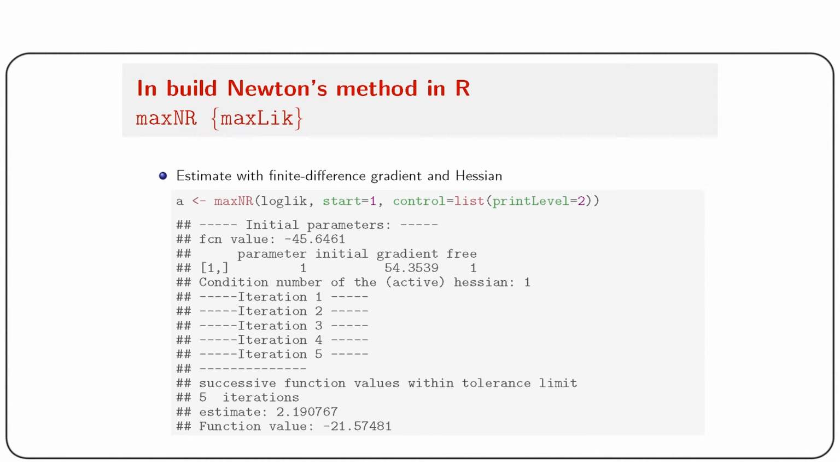So estimate the finite difference gradient and Hessian. Now with maxNR, we will pass the log likelihood, then start equals 1, control list print level equals 2, and that will give you the final result as 1.75977, and the function value is minus 43.48379. The gradient is also close to 0, and 5 iterations were done.